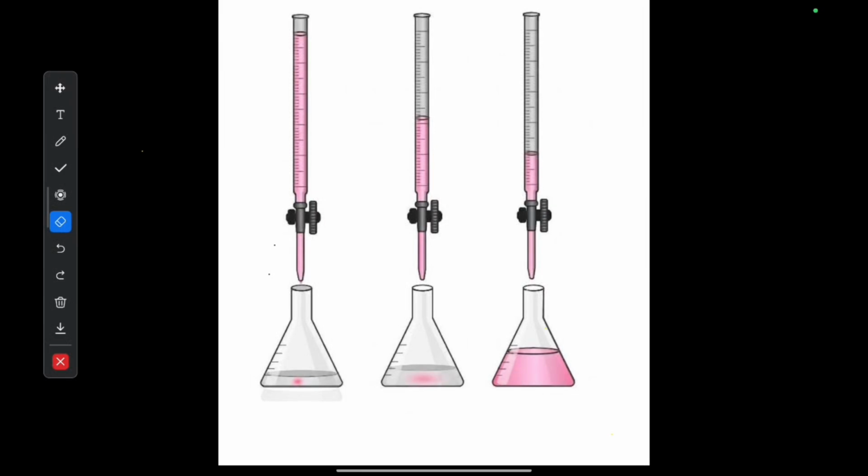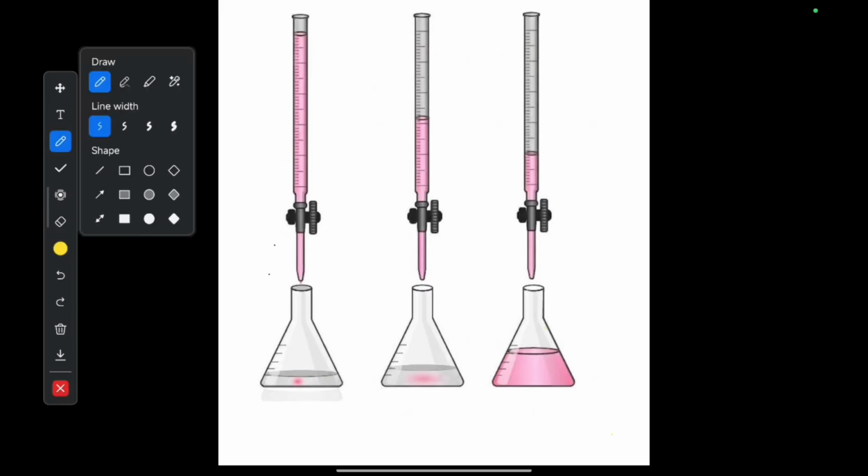So today's class is the last one for this chapter, Redox Reactions, and your class is entirely based on redox titrations. Before heading on to redox titrations, you need to know what titrations are. Titration is the process by which you determine the strength, the concentration, of one solution with another solution whose concentration is already known to you.